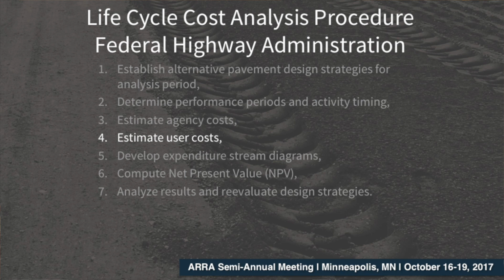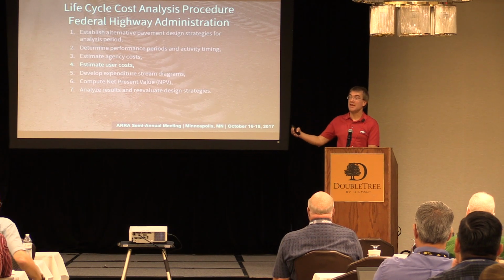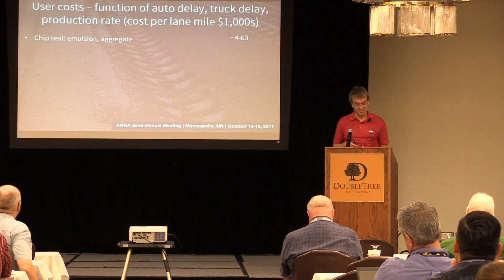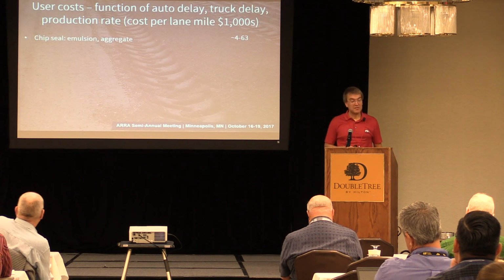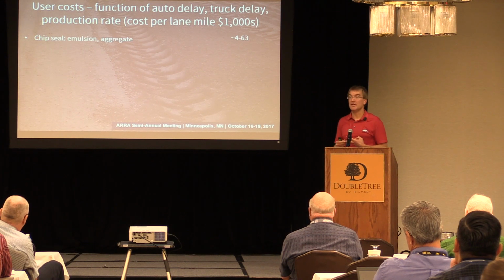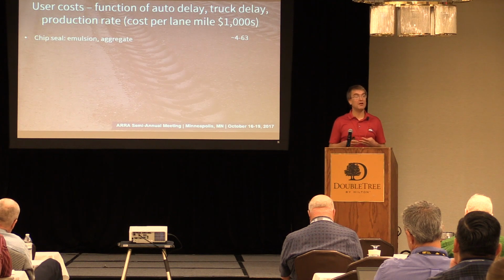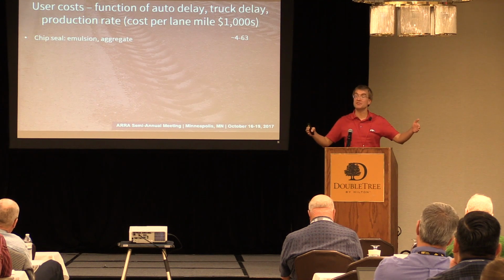Now, we also tried to look at the user costs. So you're going to see a very similar slide as the previous one, but instead of showing agency costs, we're going to show user costs. So the user costs were a function of auto delay, so personal vehicles, truck delay, which is more of commercial vehicles, and also the production rate. So how long do you need to physically close a section of road?